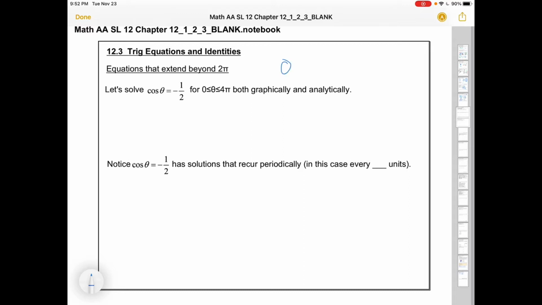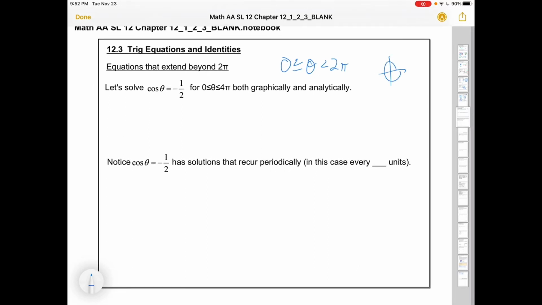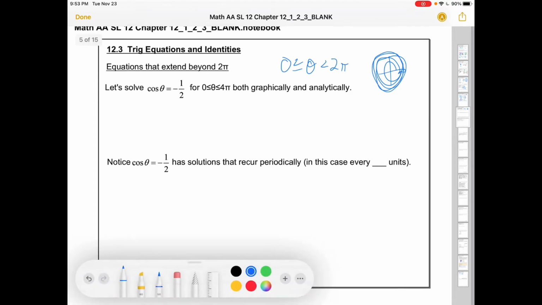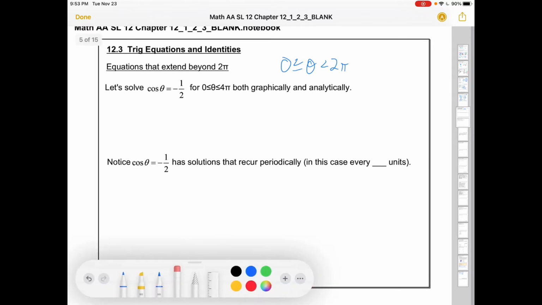So for the last few equations that we've done, we've had domains like this. We've looked from 0 to 2 pi, which makes sense. That's the first positive revolution. But of course, you can have answers that go beyond 2 pi. And graphically, going beyond 2 pi just means that you start the graph sort of over again. It repeats itself because trig graphs are periodic graphs.